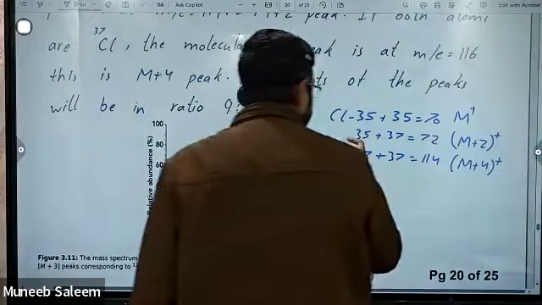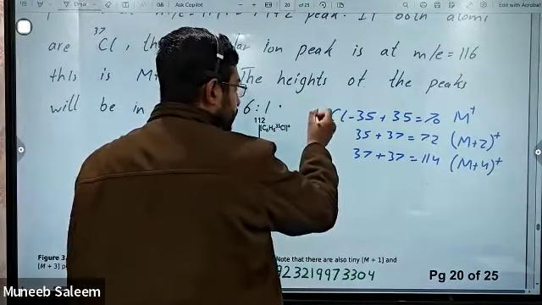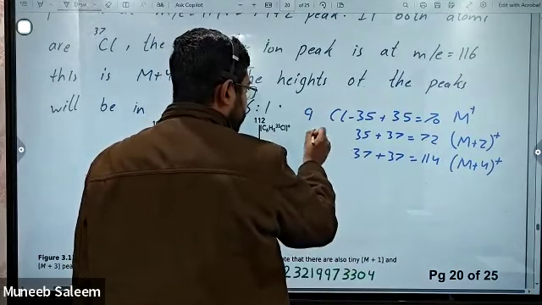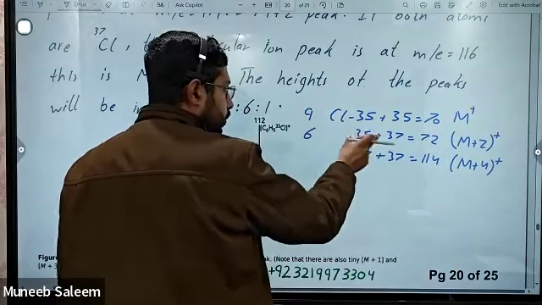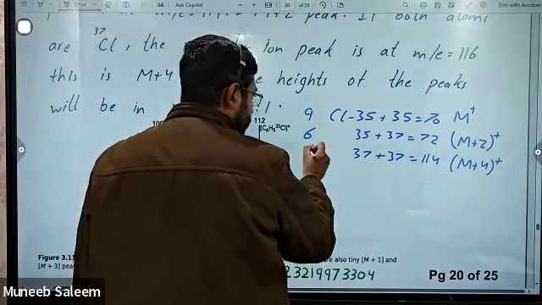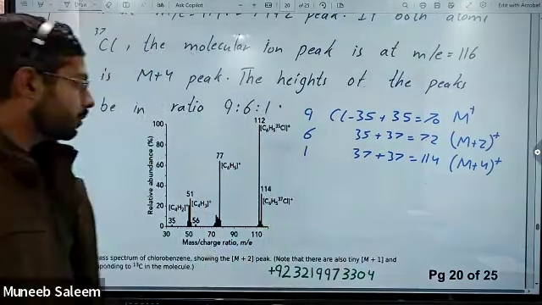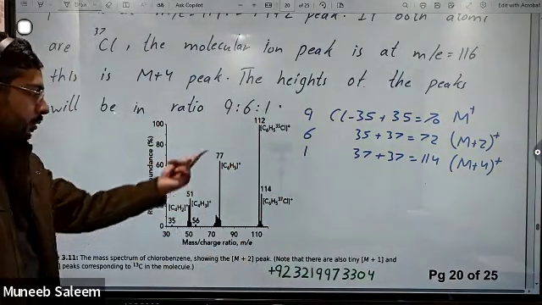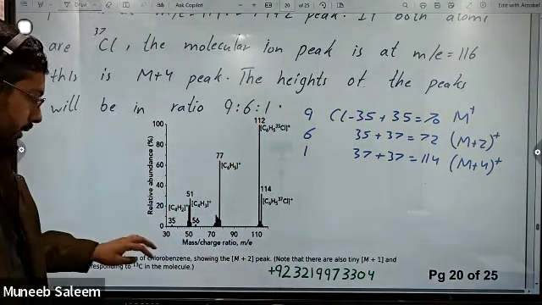And in terms of the ratios, this is a ratio of 9. This is a ratio of 6 by combining two combinations. And this is a ratio of 1. So the ratio is 9, 6, 1. So you will find the intensities as well here.